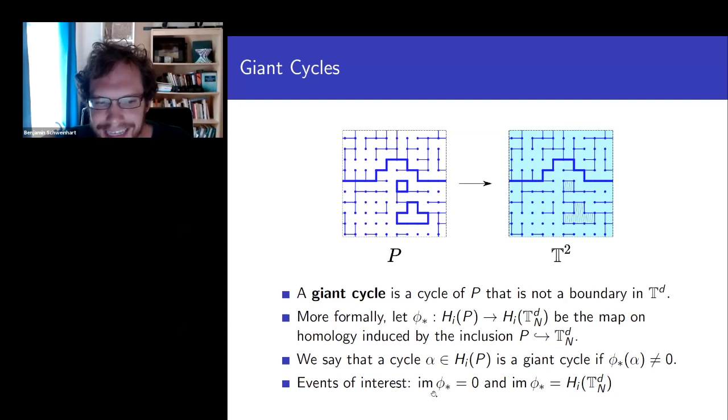So the random variable of interest is the rank of phi star, which is in some sense the number of linearly independent giant cycles in our plaquette system. And in particular, the main theorem we want to show is that there's a phase transition between having no giant cycles, the rank of phi star, the dimension of the image of phi star, being 0, and getting a basis of giant cycles. That is, the image of phi star is the homology group of the torus.